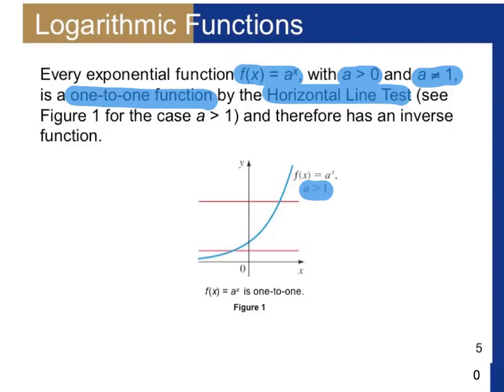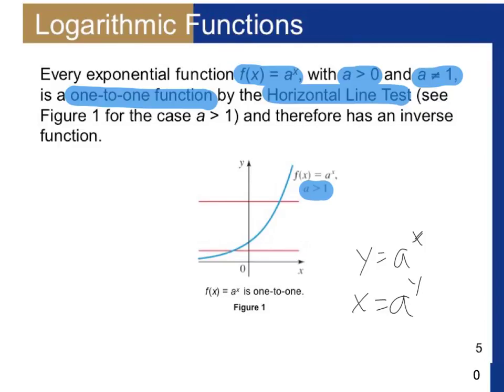But the inverse is kind of tricky to find explicitly. In fact, we can't find it explicitly. So we're going to develop this new function that's the inverse of an exponential function. We're going to call it a logarithmic function. So the idea is this. We take y equals a to the x, and we switch x and y. So now we have x equals a to the y, but we can't get y by itself here. That's not something we can do algebraically.